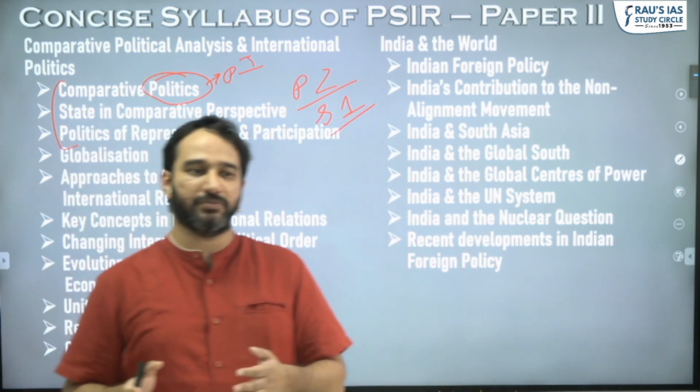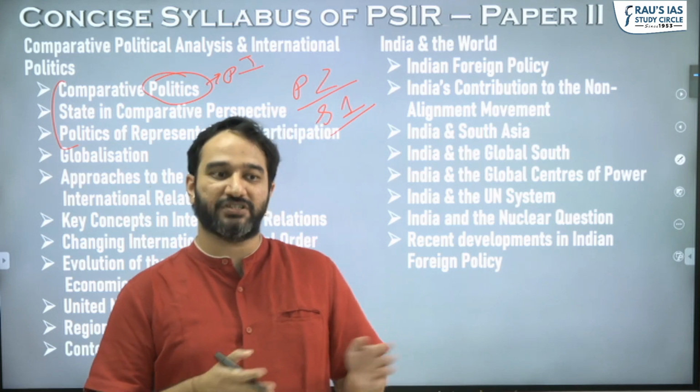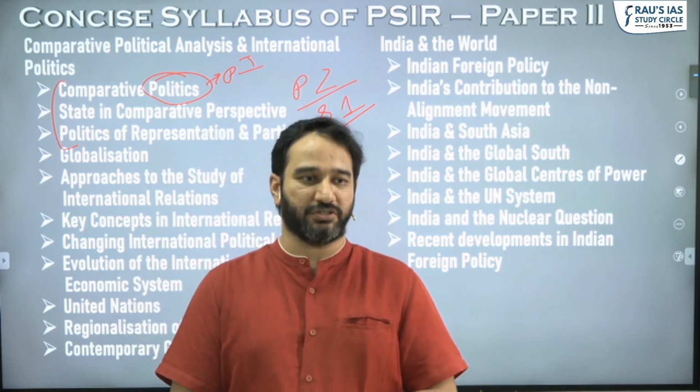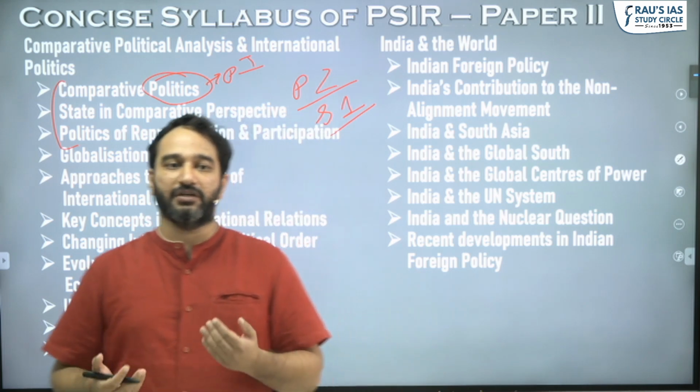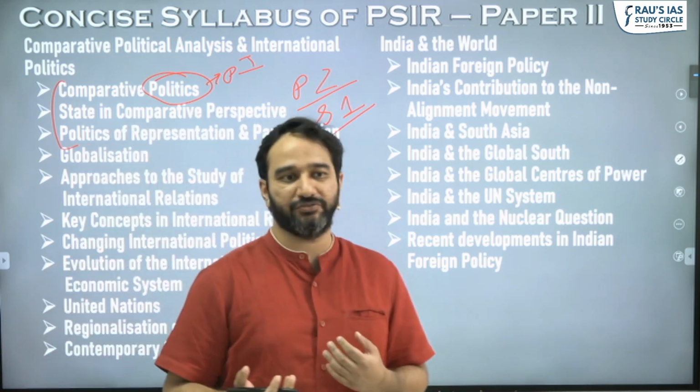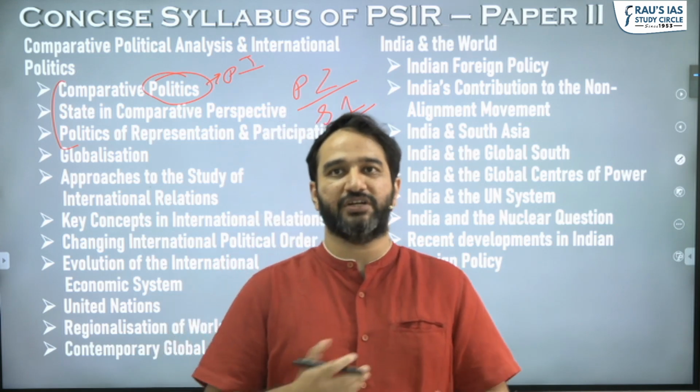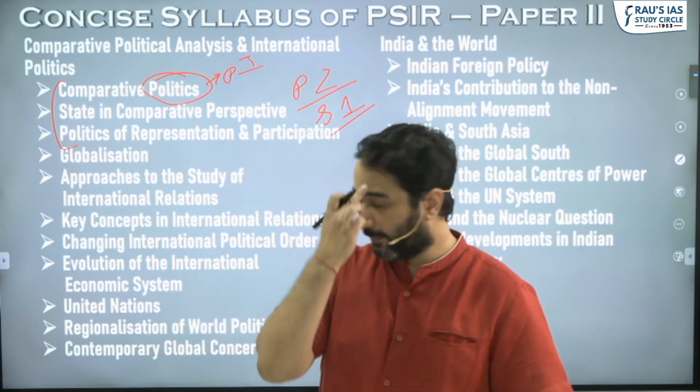How does communism consider socialism? How does liberalism come up with Fabian socialism? What is the difference between them? How do they perceive power? How do they perceive representation? How do they perceive justice? So all of that would become interrelated.